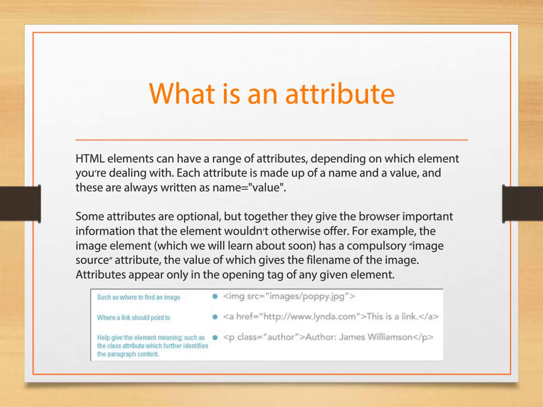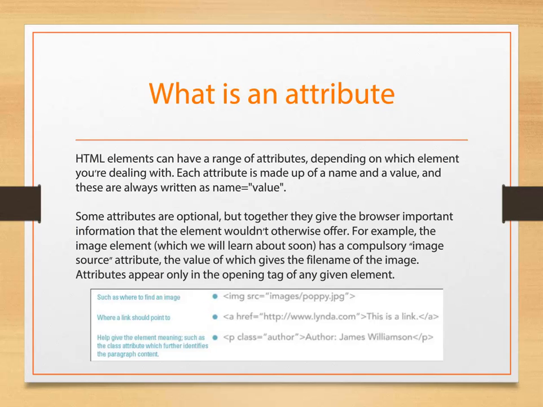We talked in the previous slide about attributes, so let's cover what's an attribute. HTML elements can have a range of attributes depending on which element you're dealing with. Each attribute is made up of a name and a value, and these are always written as name equals value. Some attributes are optional, but together they give the browser important information that the element wouldn't otherwise offer.